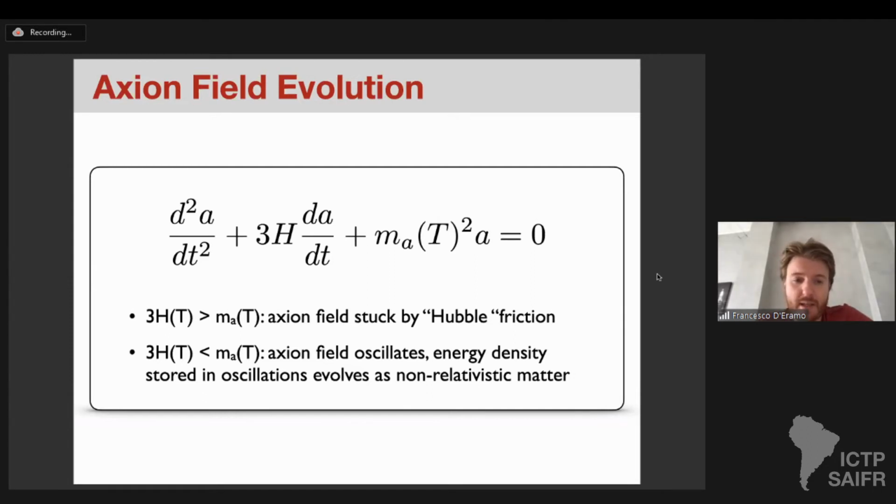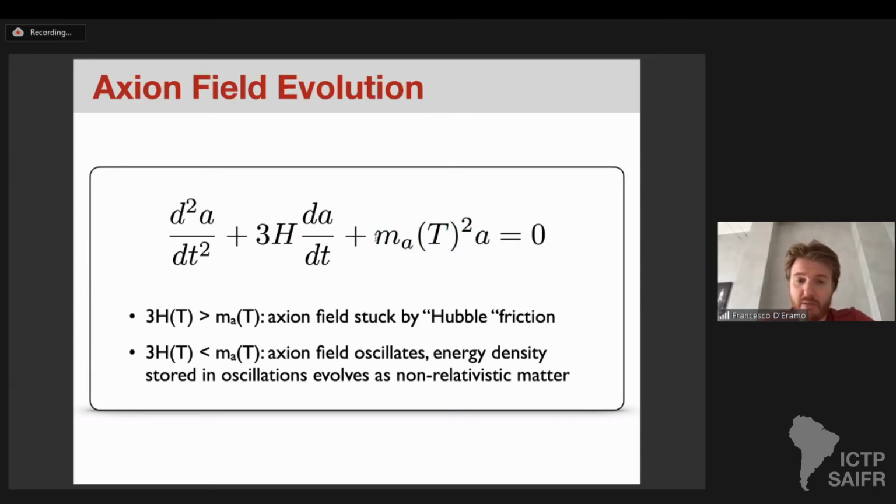So when the Hubble parameter is larger than the axion mass, and this happens at high temperatures, so at early times, this is the first phase of the axion evolution, then the axion field, we say, is stuck by Hubble friction. Hubble friction is the effect quantified by this term in the equation of motion, so the axion field does not move. Then at some point, the universe gets cooler, so the Hubble parameter decreases, and the axion mass eventually reaches its zero temperature value. At some point, there is a transition between these two regimes, and the force term will dominate.